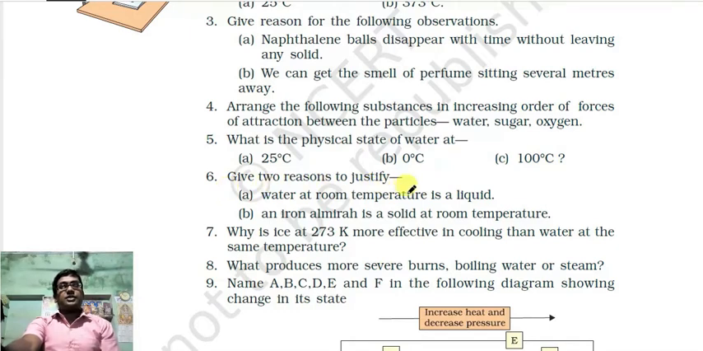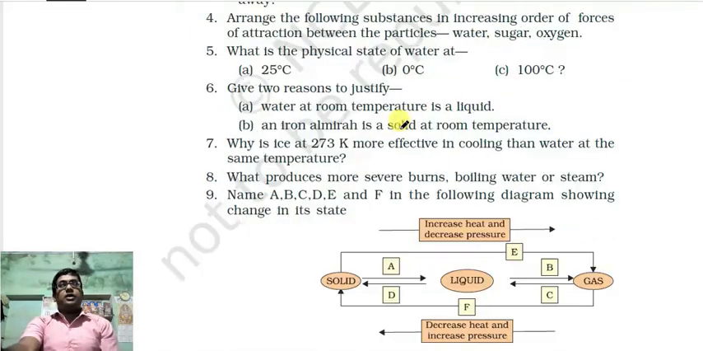Give the reason to justify. Water at room temperature is liquid because it shows the properties of liquid. Because water shows the properties of liquid at room temperature, that's why water is liquid at room temperature. Then an iron almirah is a solid at room temperature because the iron almirah shows the properties of a solid at room temperature. That's why it's solid at room temperature.